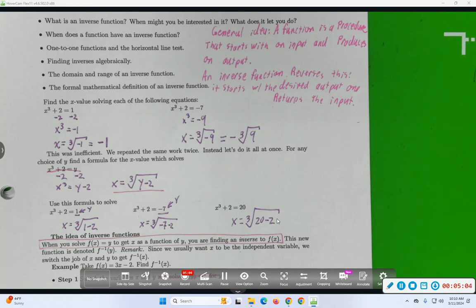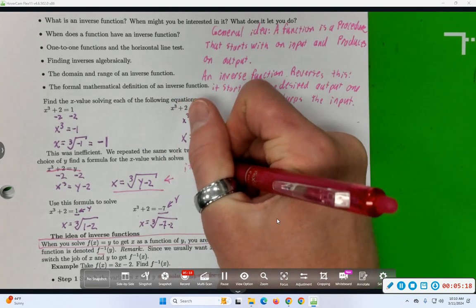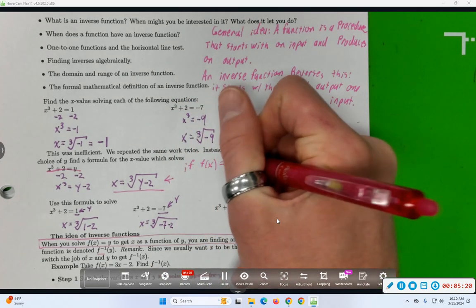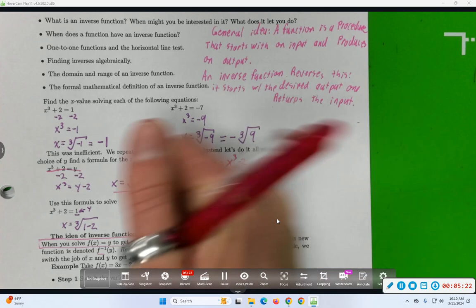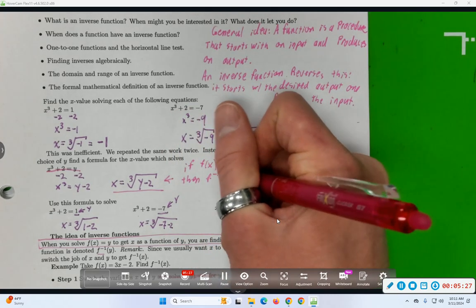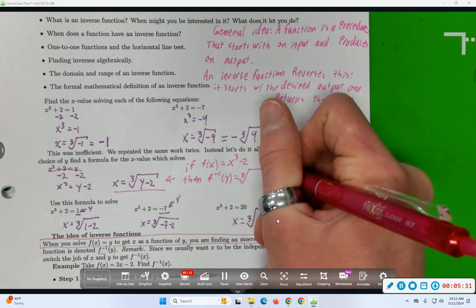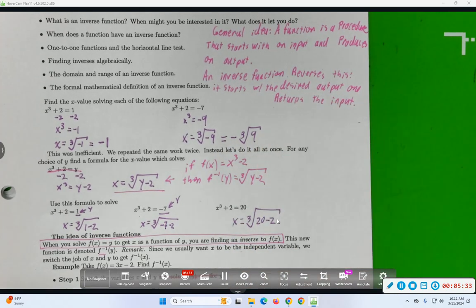You should not interpret that as 1 over f of y. It's f inverse of y. And as a remark, that means that if f of x equals x cubed plus 2, then we found the inverse function to that thing. f inverse of y is the cube root of y minus 2.